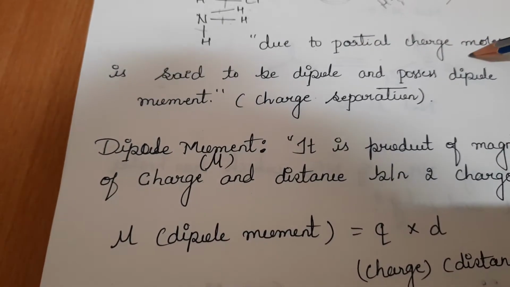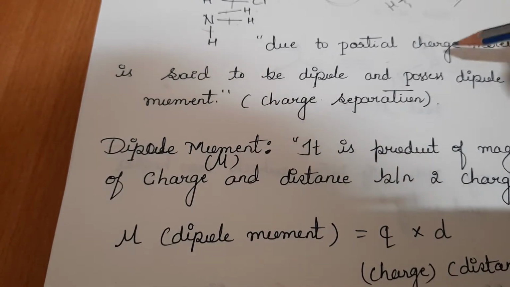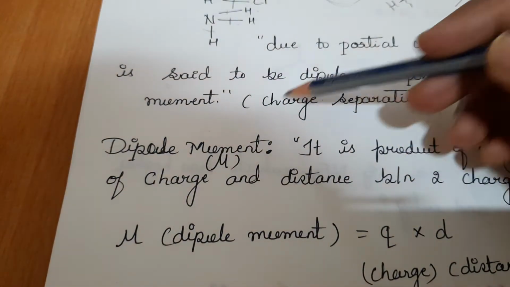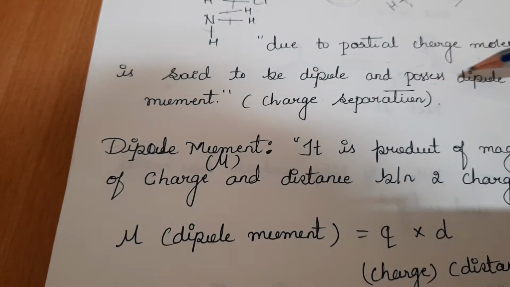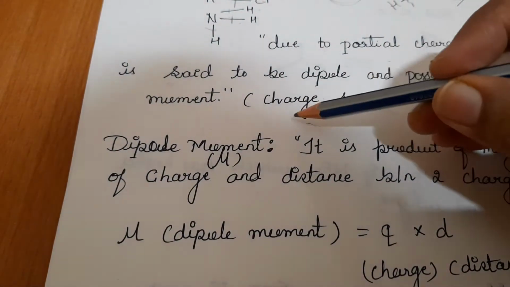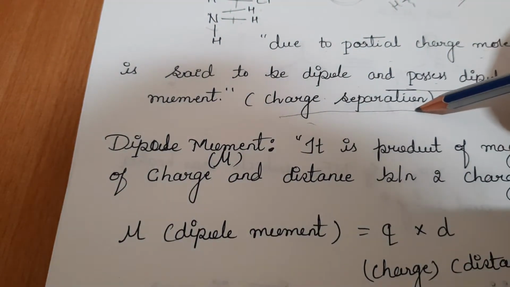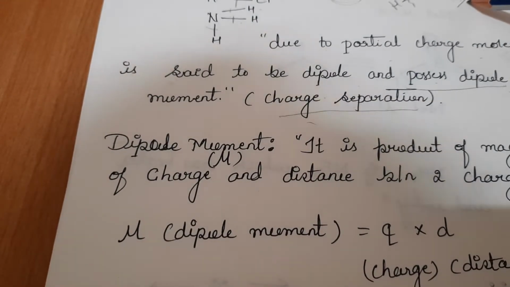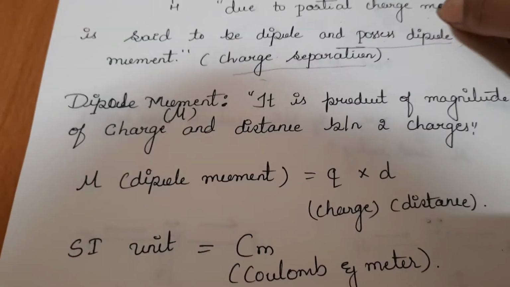Due to the partial charges obtained here, delta positive and delta negative, the molecule is said to be a dipole, and it possesses a certain dipole moment. Dipole moment means a charge separation is seen. One atom will show slightly positive charge, whereas the other atom will show slightly negative charge.